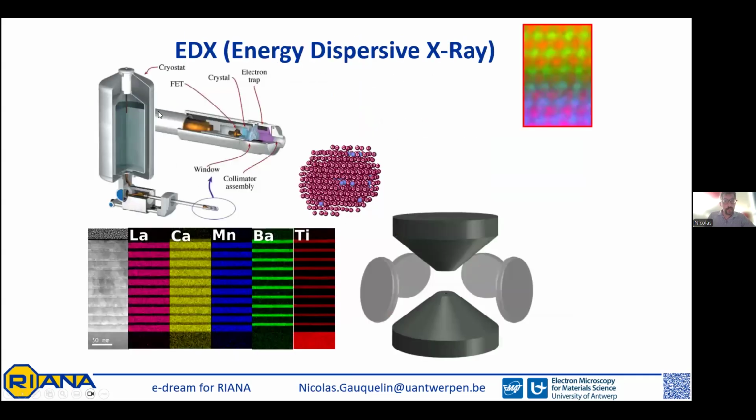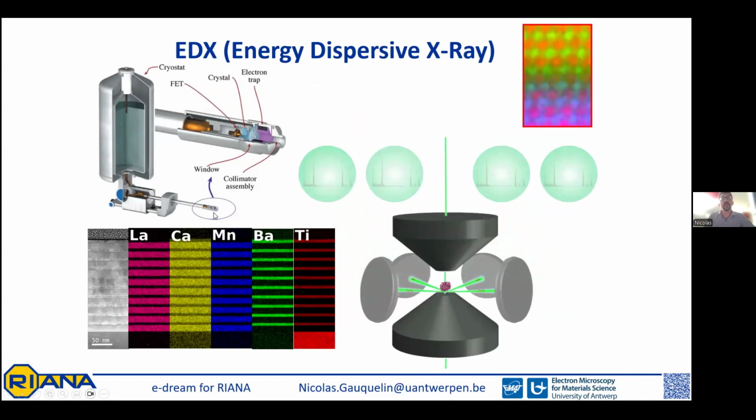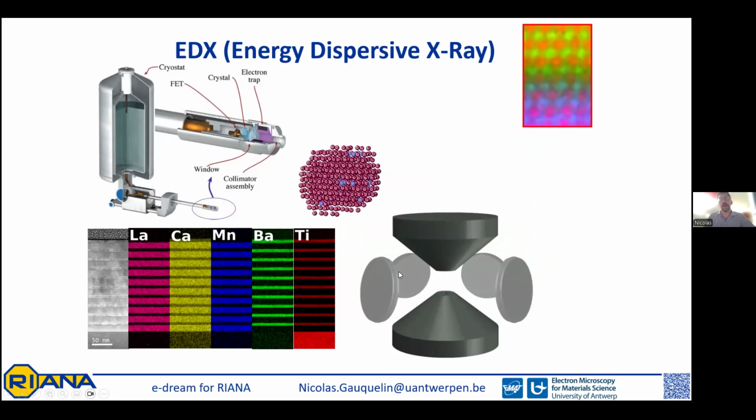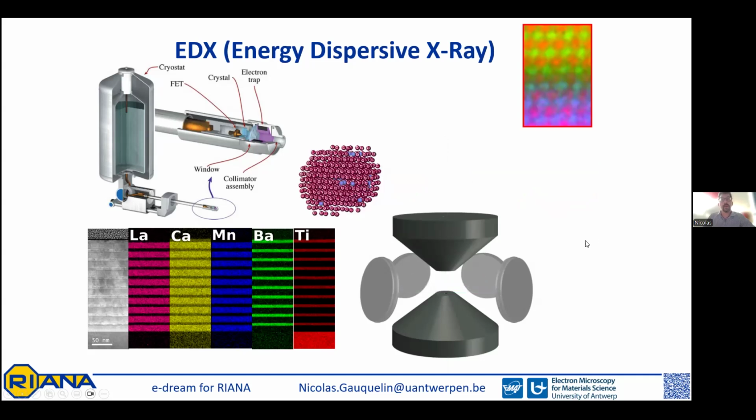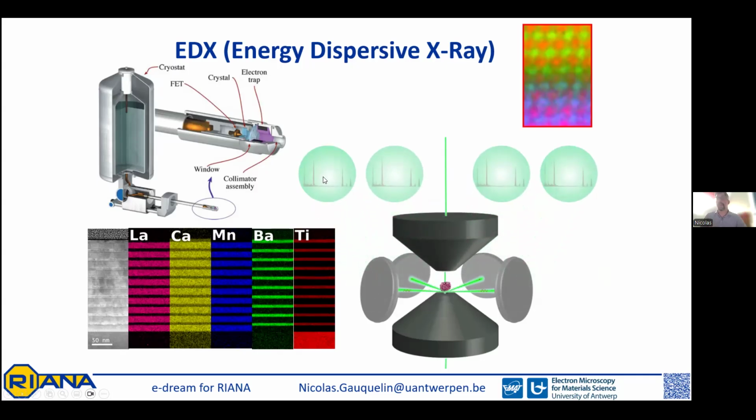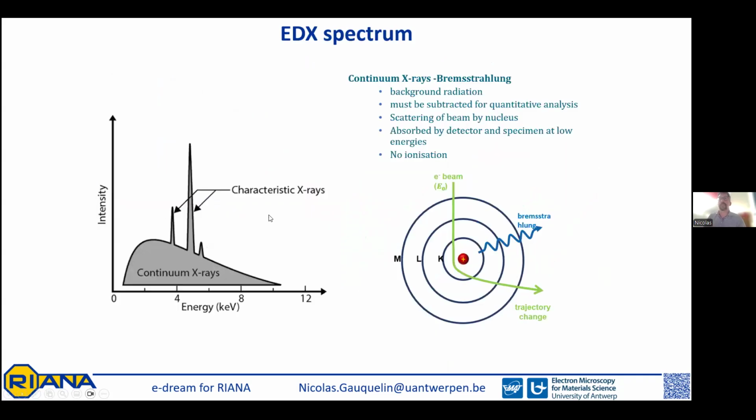To go into more detail, here is how it is practically done in the TEM. You have a detector, which is usually a silicon drift detector, in a cryostat, and you see here the sample, with some detectors around the sample. On those detectors the X-rays are collected, and from their energies, from the spectrum, you can get maps such as the following, where you see a superlattice between lanthanum calcium manganate and barium titanate. And this can be done quite routinely in modern microscopes.